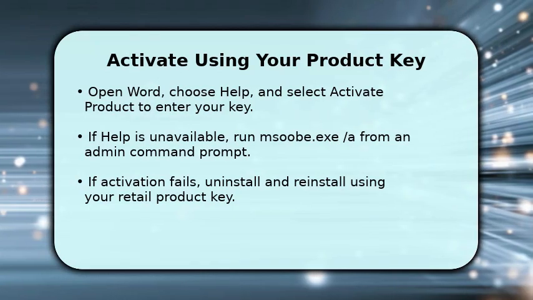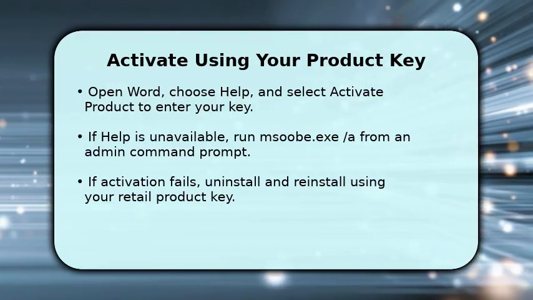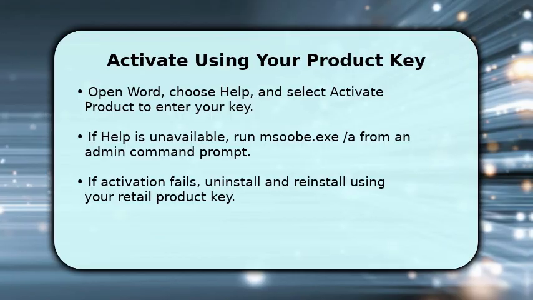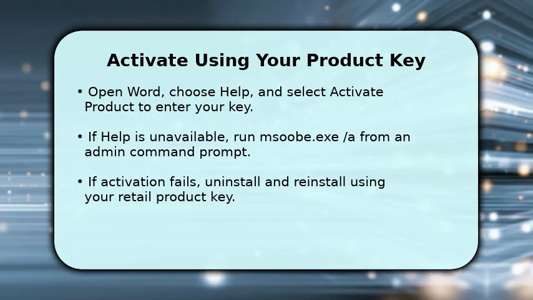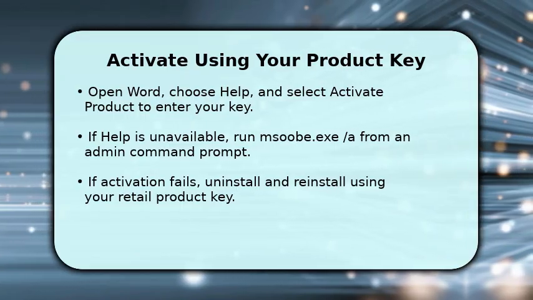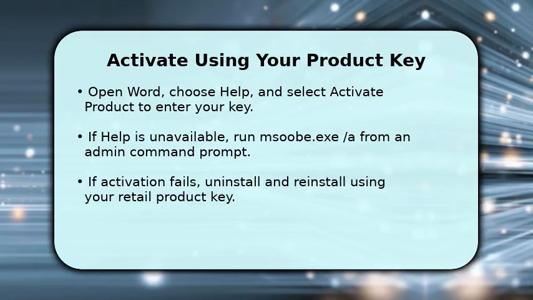To stop the activation pop-ups, enter your retail product key and activate immediately. Open Word, choose Help, and select Activate Product to type the key. If the Help menu is missing, open an administrator command prompt and run msub.exe from the Office 12 oob folder.